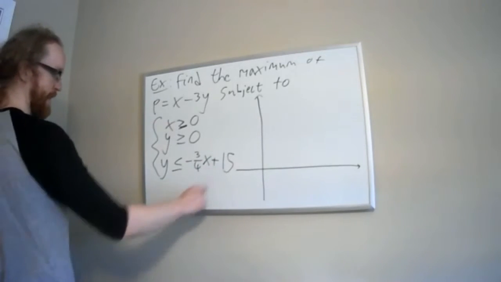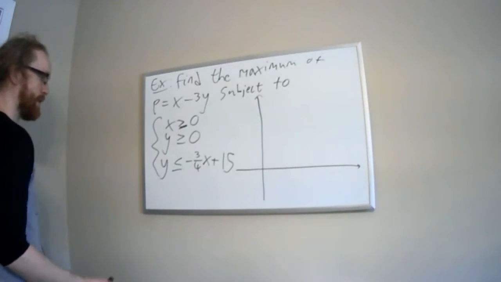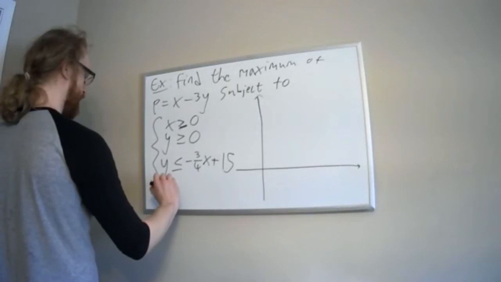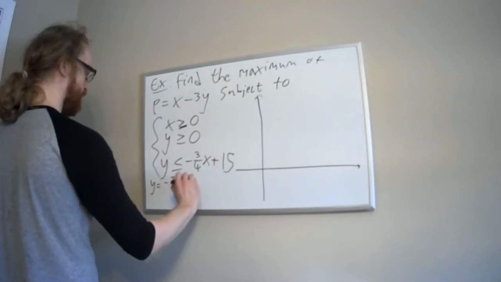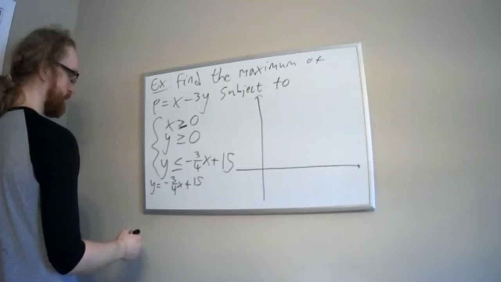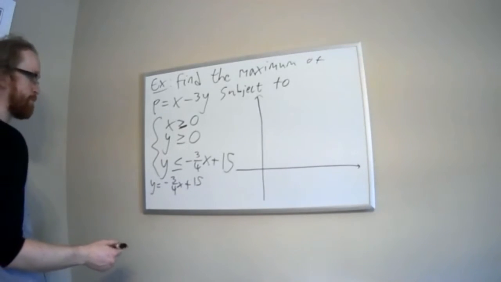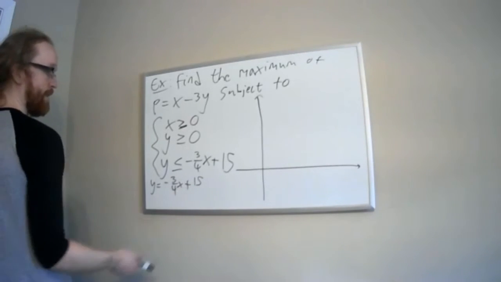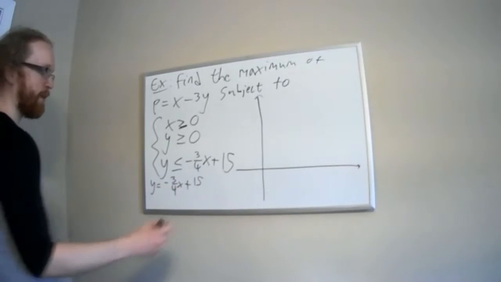And so I just need to graph this last one. And so I'm going to do that. So I get y equals negative 3/4 x plus 15. I mean, it's already solved out for y for me. That's nice. So I just need to graph it. So my y-intercept is 15. How about I count by 5s?